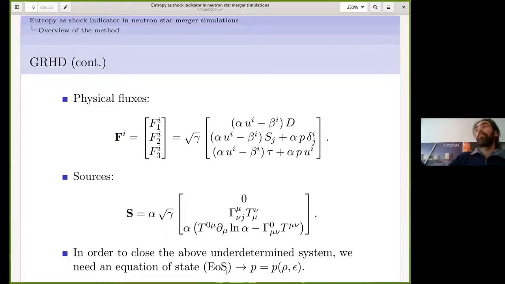As I said before, our system is underdetermined, so we have to introduce another equation. What we do in astrophysics, in fluid dynamics, is introduce an equation of state that describes the matter of the fluid that we are studying. In the following, we're going to use equations of state where the pressure is given in terms of the mass density and of the internal energy.